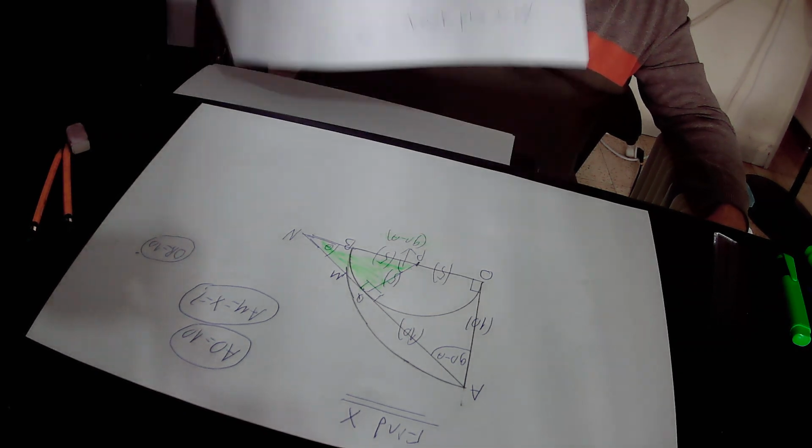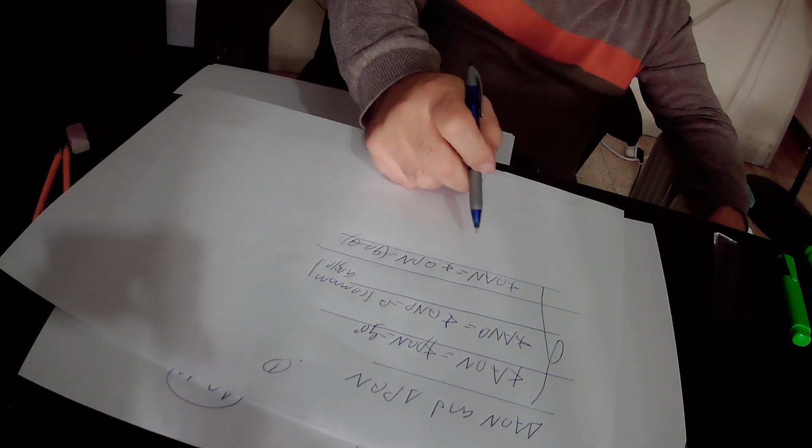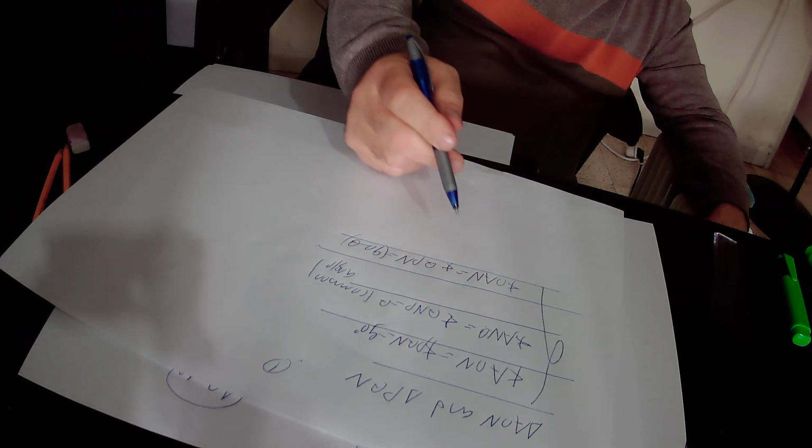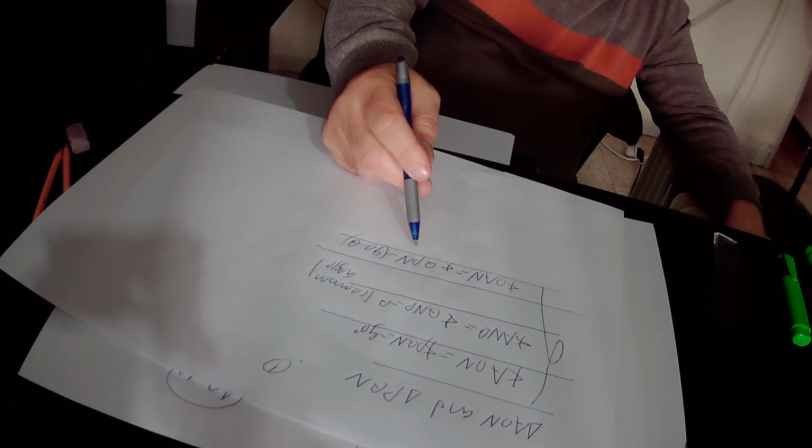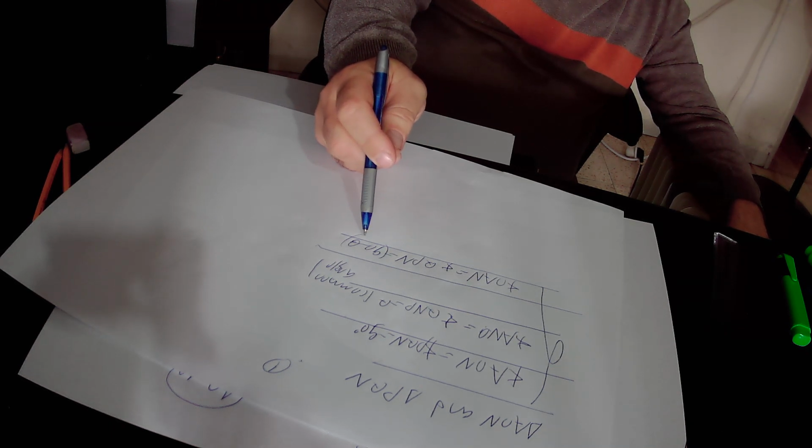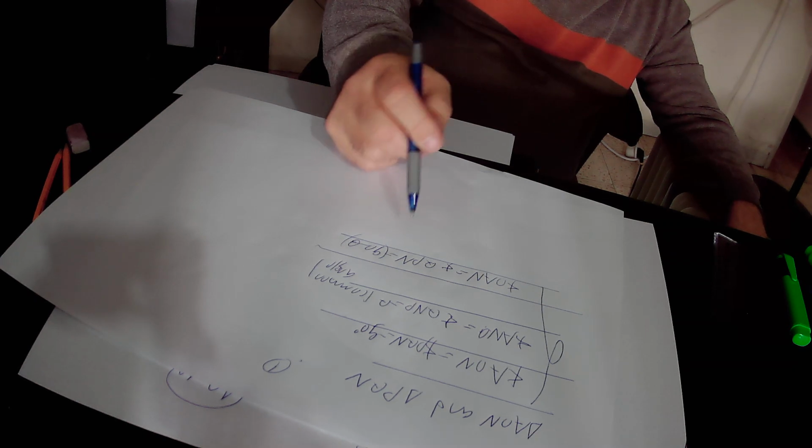Angle OAN in the big right triangle equals angle QPN in the small green triangle. They are both equal to 90 degrees minus theta, therefore they are equal to each other.